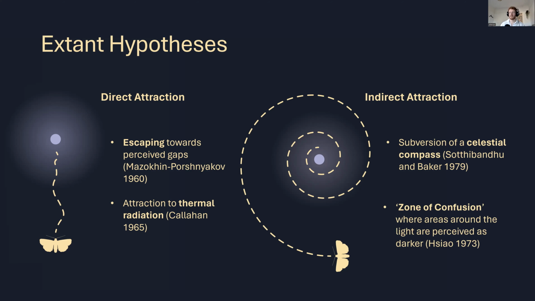Or you could have something like a zone of confusion, where the light itself is causing local adaptation to the eye, causing a change in the eye that is going to make the area around the light look that much darker. Then the hypothesis is the insect is actually flying for the darker region around the light that it perceives, and not the light itself.